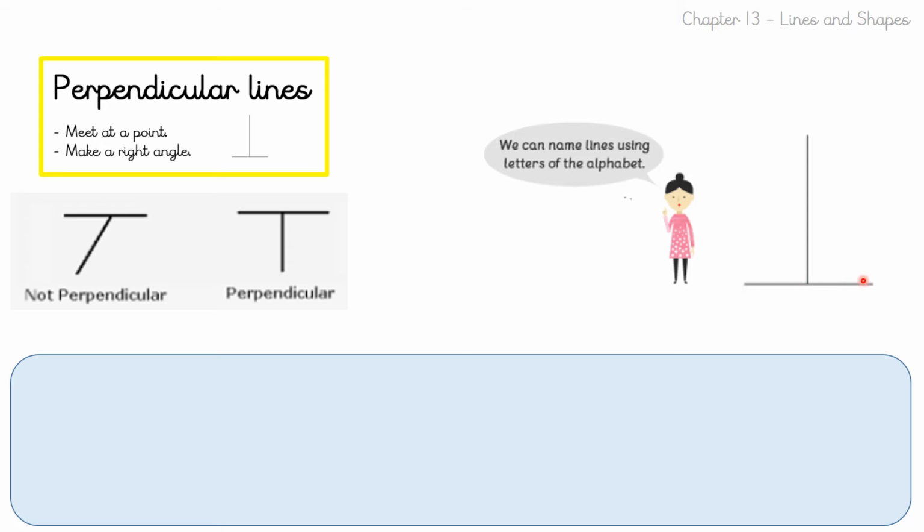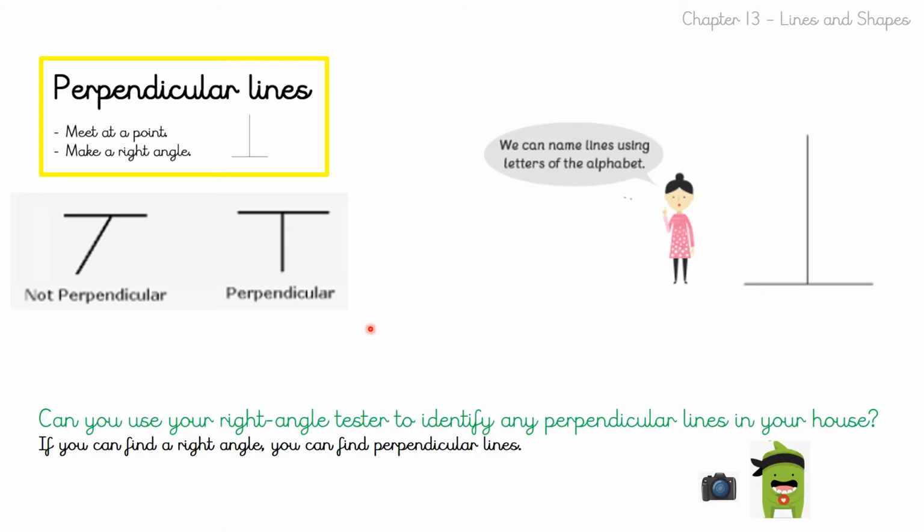Now this is your task. Can you use your right angle testers to identify any perpendicular lines in your house? Remember, if you can find the right angle, then you can find perpendicular lines. So pause the video, go and have a go, and upload your results to Class Dojo.